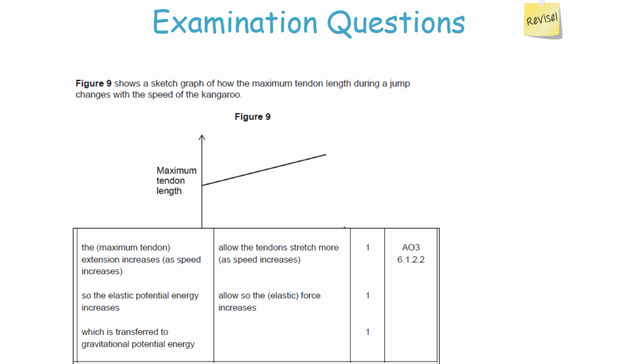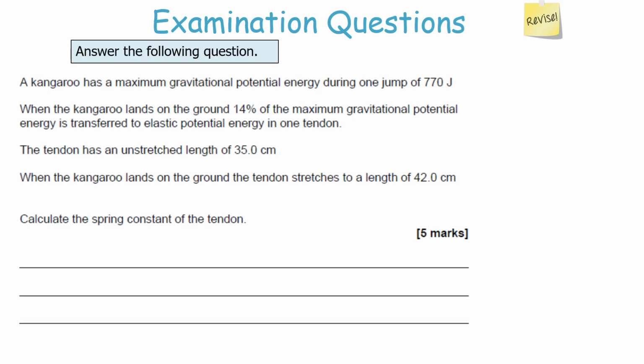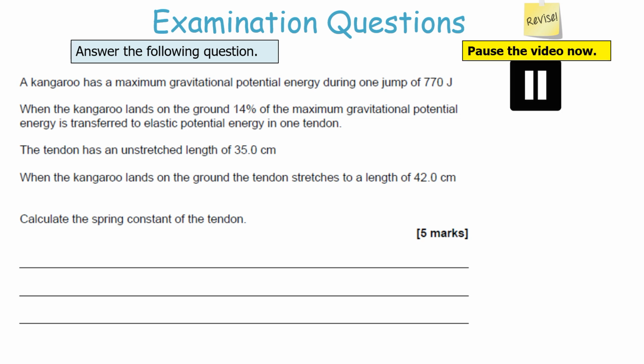The next question says a kangaroo has a maximum gravitational potential energy during one jump of 770 joules. When the kangaroo lands on the ground, 14% of the maximum gravitational potential energy is transferred to elastic potential energy in one tendon. The tendon has an unstretched length of 35 centimeters. When the kangaroo lands on the ground, the tendon stretches to a length of 42 centimeters. So calculate the spring constant of the tendon.